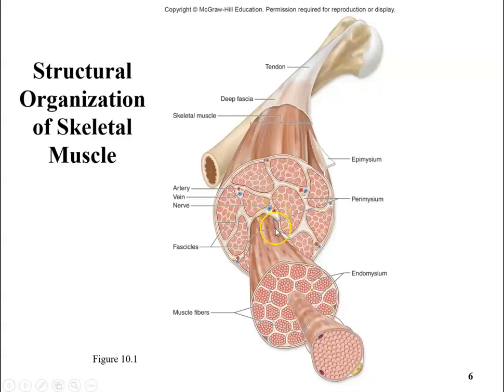And then you go a step further, you look at an individual fascicle, you see that it's composed of many muscle cells, and in between these muscle cells is the endomysium, okay? And here's one single muscle cell. You can see multiple nuclei. Remember that striated skeletal muscle is going to be multinucleate, okay?